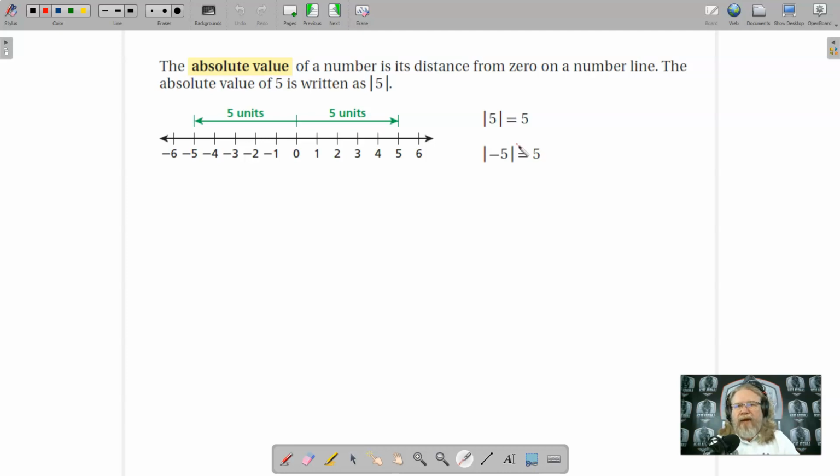And that's what absolute value is all about. It's all about the distance from 0. The absolute value of a number is its distance from 0 on a number line.